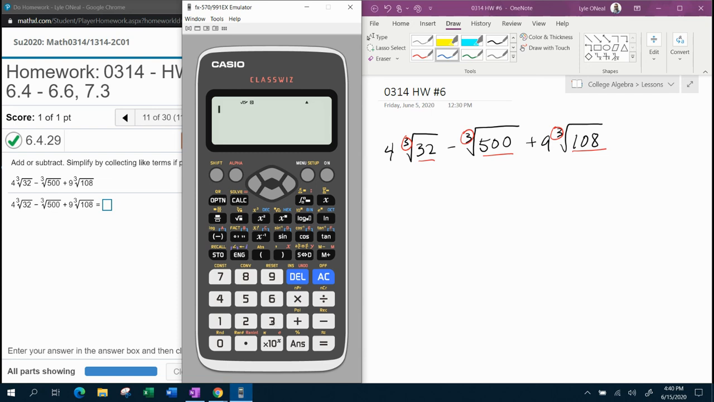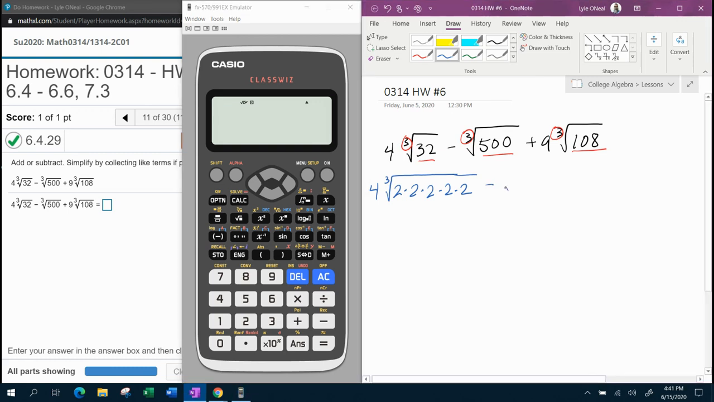So taking the first radicand, 32, what I want to do is find its prime factorization. And to do that on the Casio ClassWiz, that's going to be Shift and the degree, minute, second button. So we can see the prime factorization of 32 is 2 to the 5th. And so I can rewrite that as 4 cube root of 2 times 2 times 2 times 2 times 2. 2 to the 5th, that means 5 factors of 2.